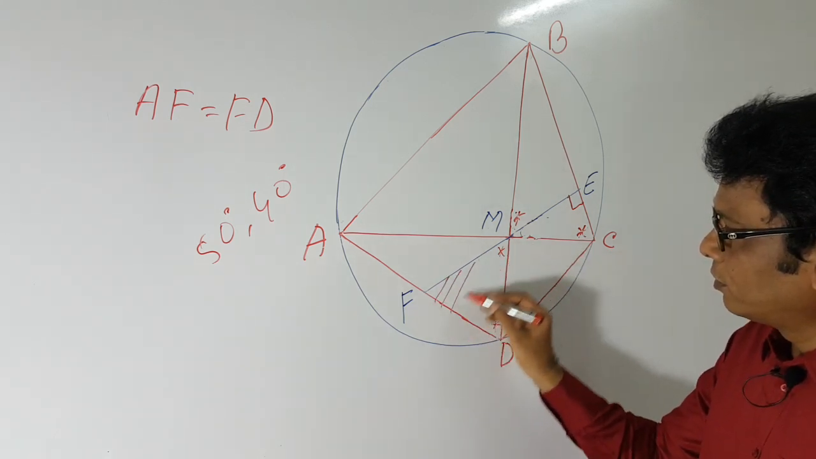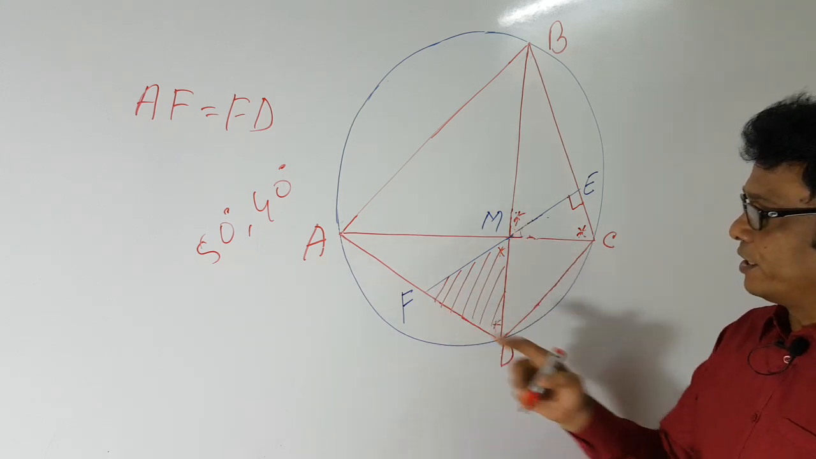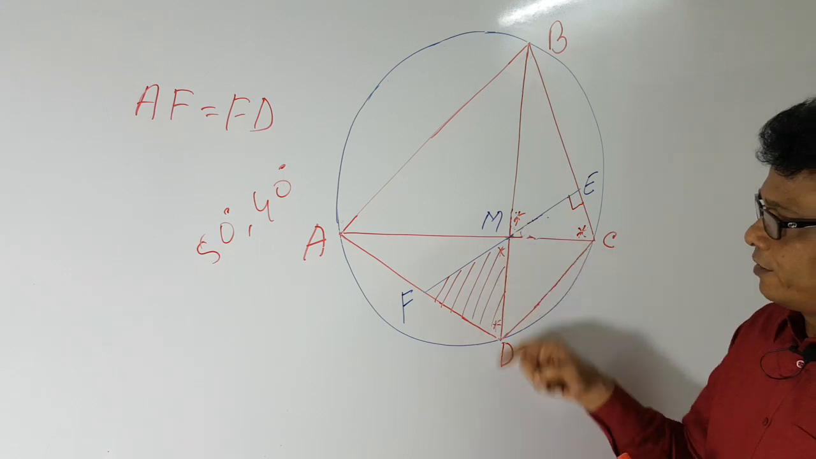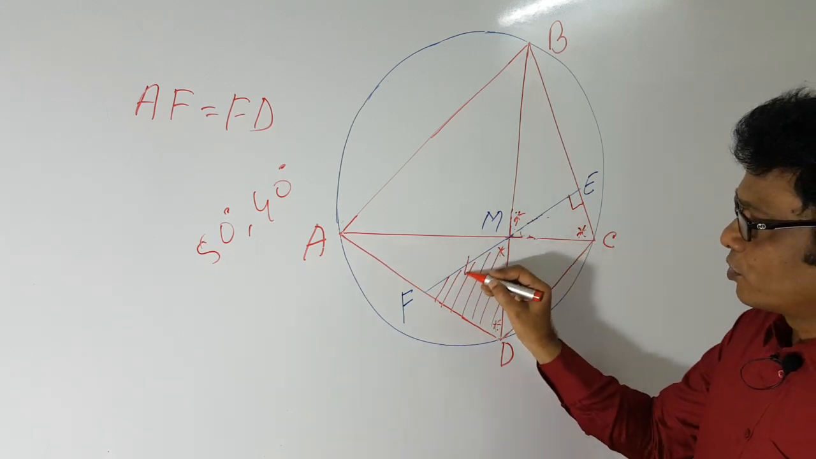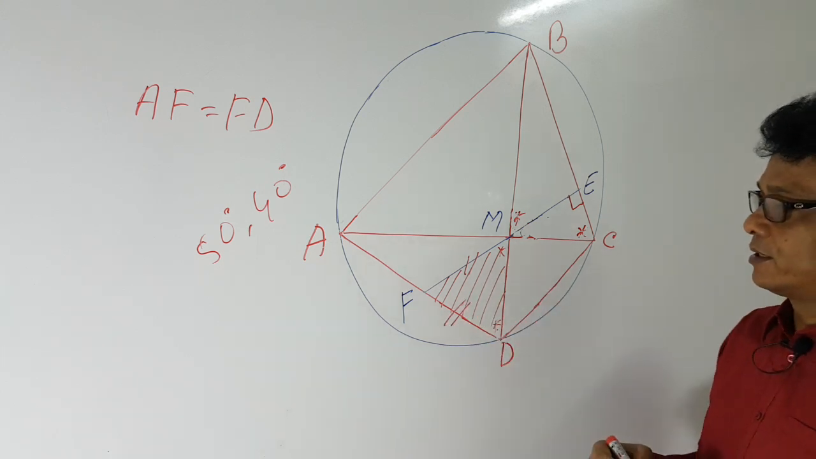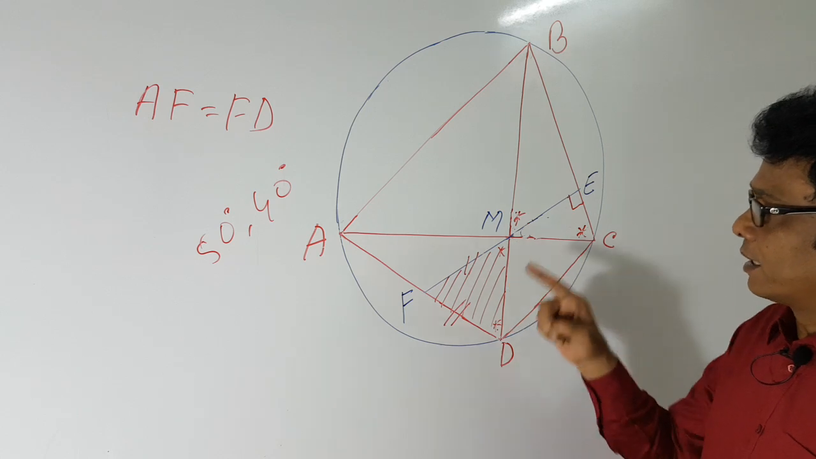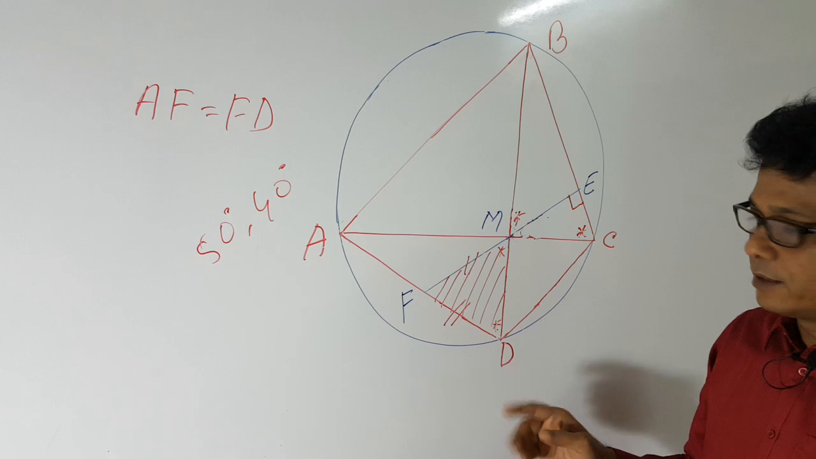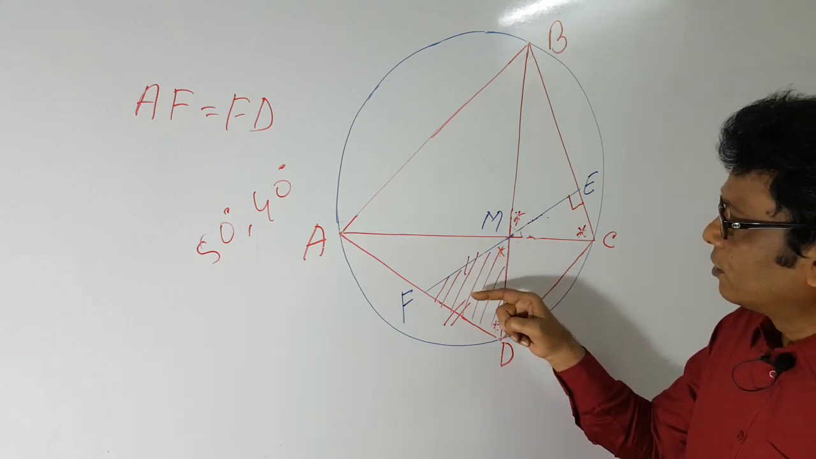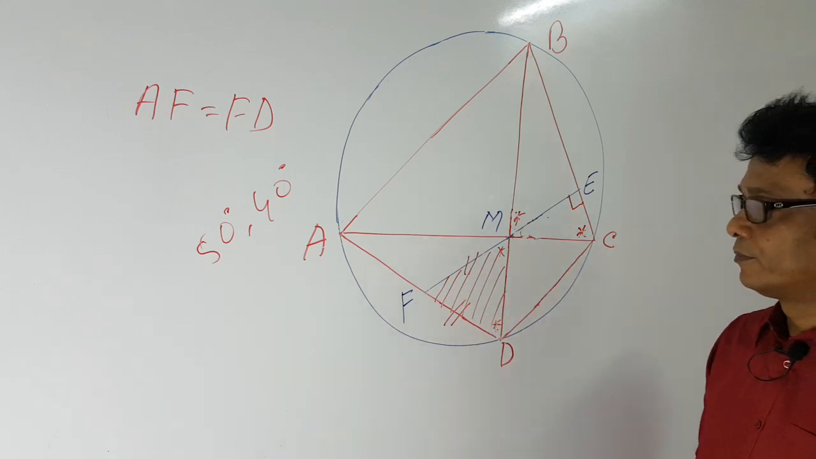Now in the triangle FMD, angle this equals angle this. So side this equals side this, because the opposite sides of equal angles are equal. At this stage we prove FD equals FM.